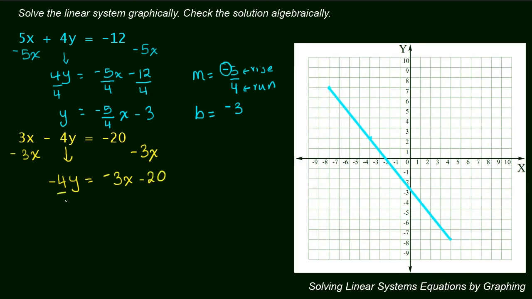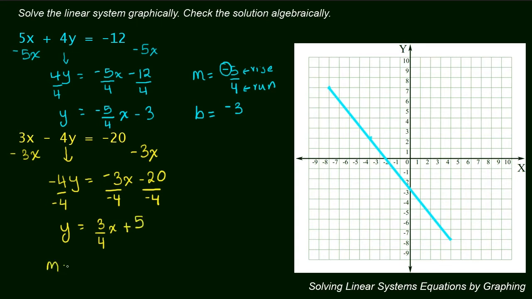Isolate your y by dividing everything by negative 4 and simplifying the resulting equation. Negative 4 divided by negative 4 is 1. 1 times y is y. Negative divided by a negative is a positive, 3/4 x. Negative 20 divided by negative 4 is a positive 5.